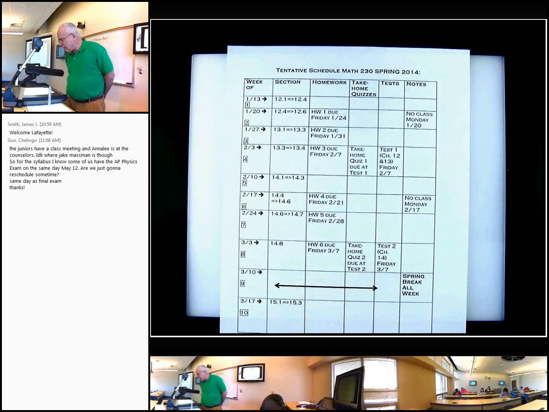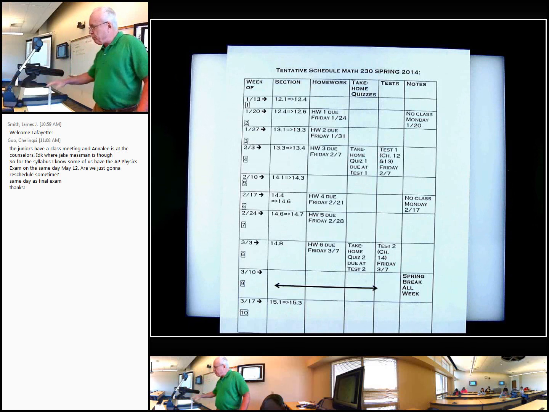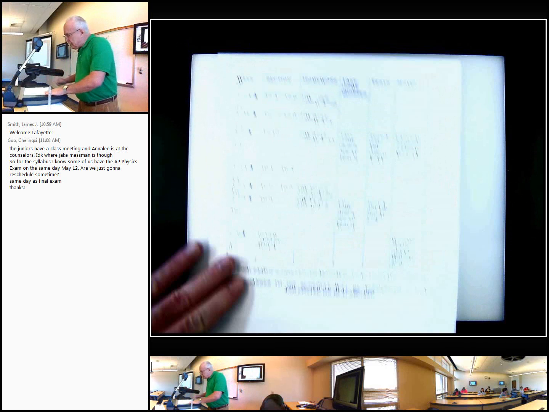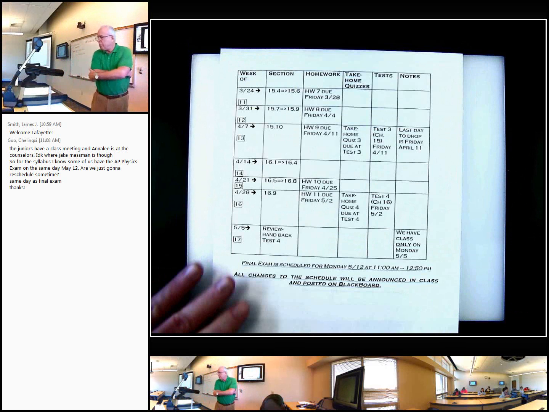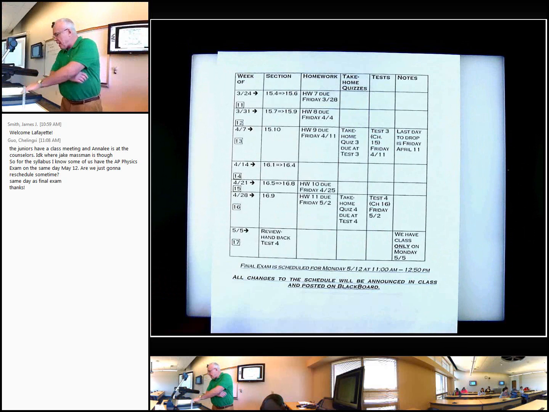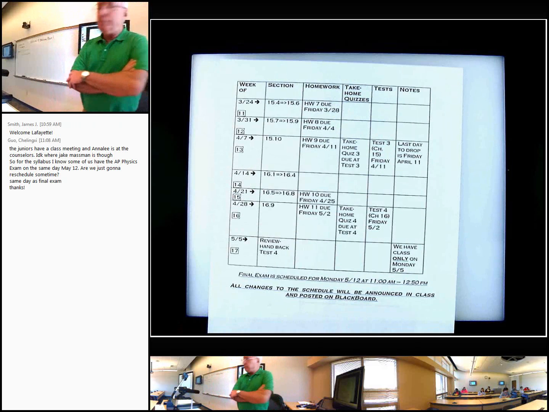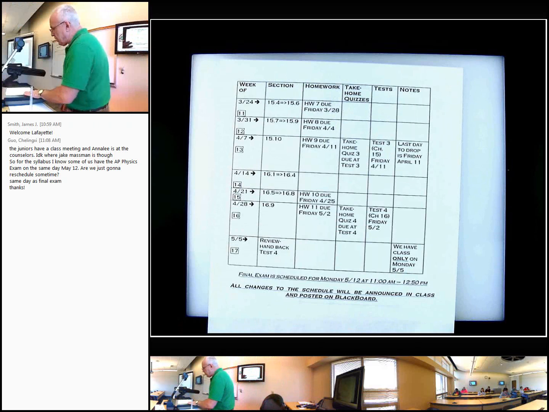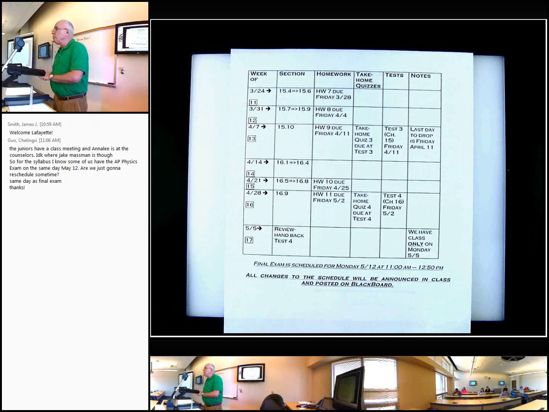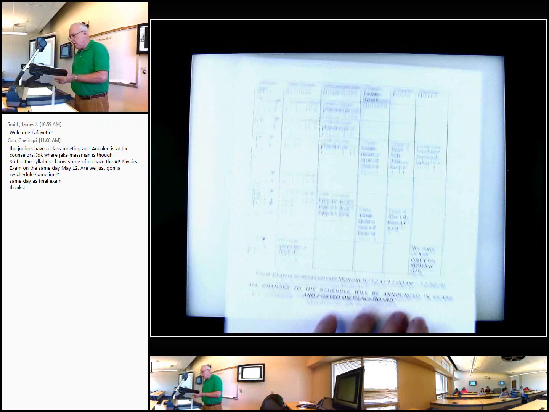And the last columns are just various notes about days that we have off and spring break. So that's on the front and the back, 2 sides. And then at the back, we also indicate the final exam date. And any changes I'll announce in class and also put on Blackboard. Okay. All right. So that's our schedule.